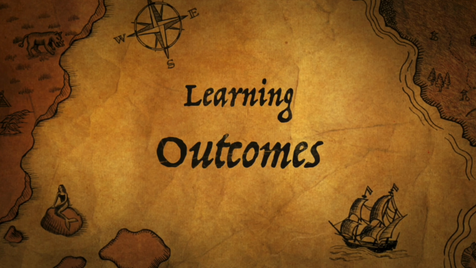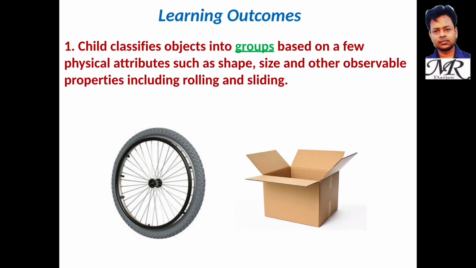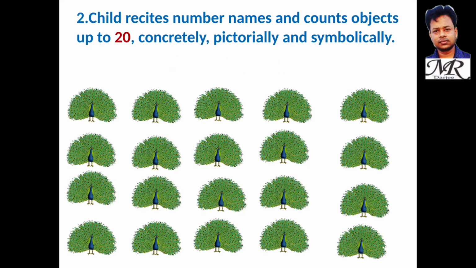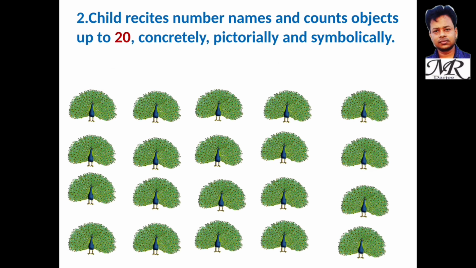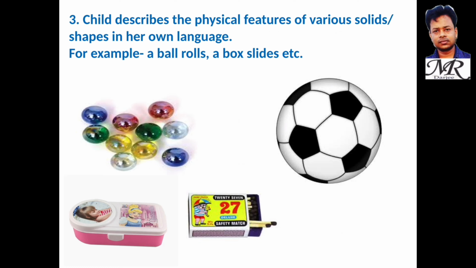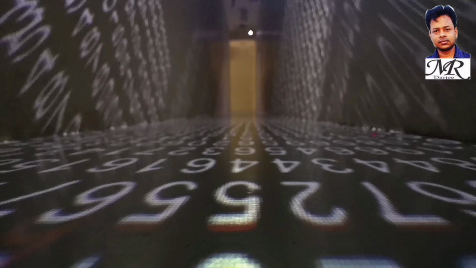Learning Outcomes. Child classifies objects into groups based on a few physical attributes such as shape, size, and other observable properties including rolling and sliding. Child recites number names and counts objects up to 20, concretely, pictorially, and symbolically. Child describes the physical features of various solid shapes in her own language. For example, a ball rolls, a box slides, etc.